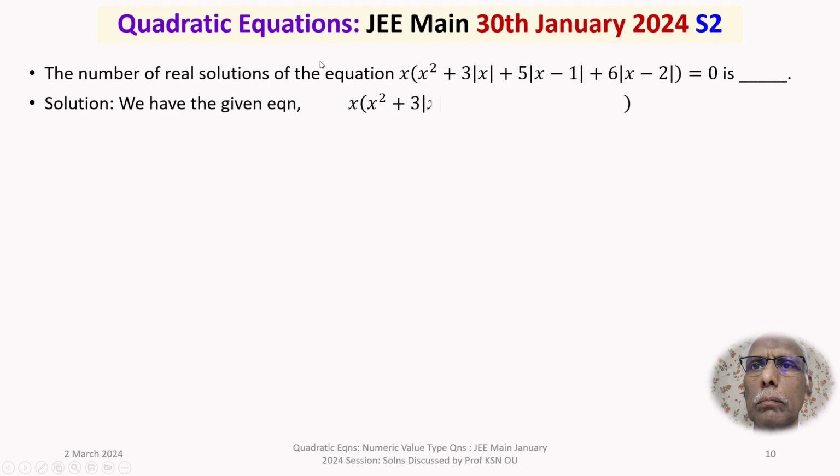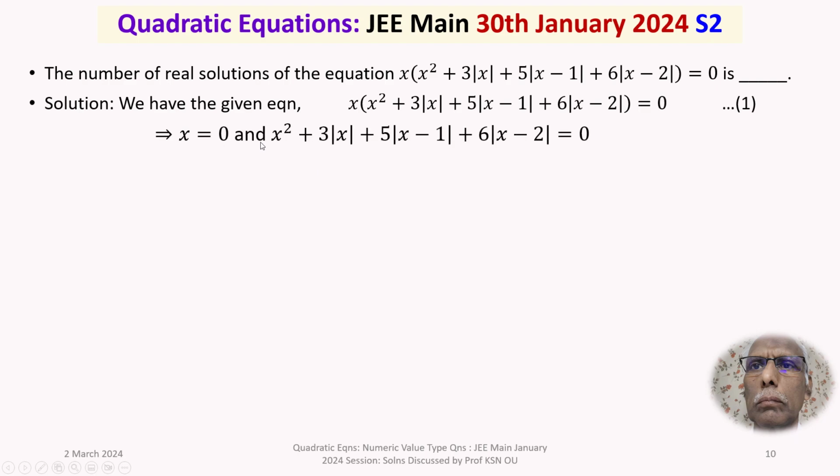We have the given equation, x into (x square plus 3 times mod x plus 5 times mod of (x minus 1) plus 6 times mod of (x minus 2)) is equal to 0. Let's call this equation 1. This will imply x is equal to 0 or the second factor is equal to 0. So x is equal to 0 is a solution of the given equation 1. Now, are there any other solutions? If at all there are any other solutions, they will come from the second factor being equal to 0. So let's look for that one.